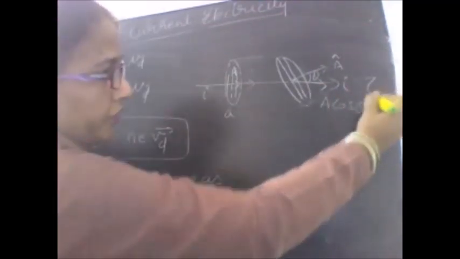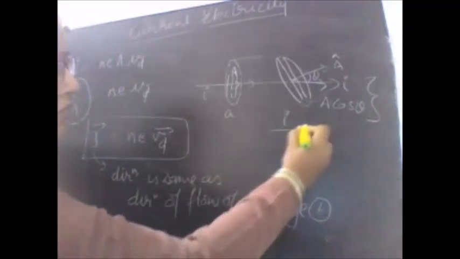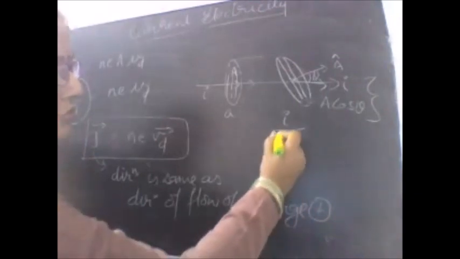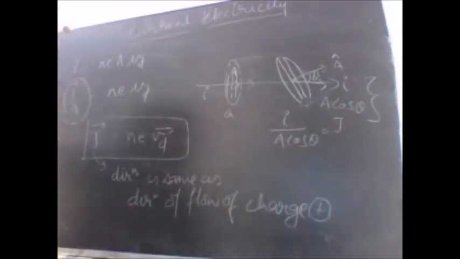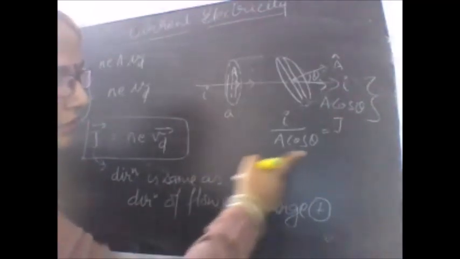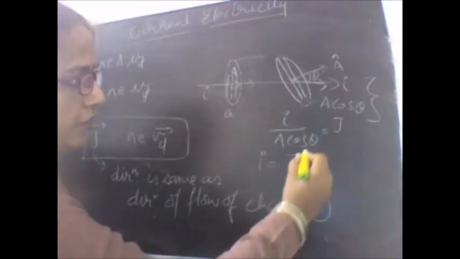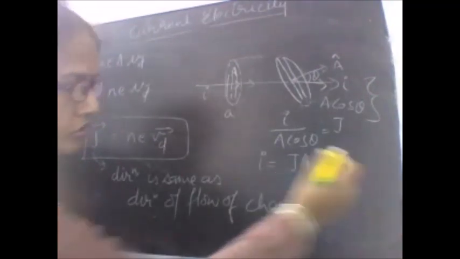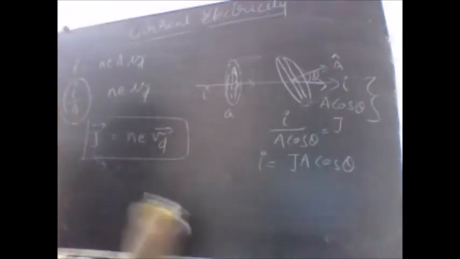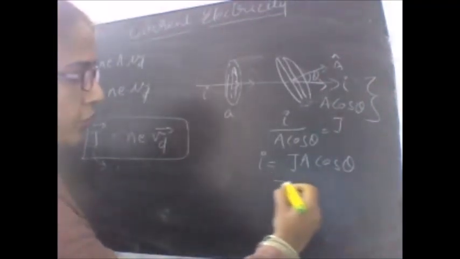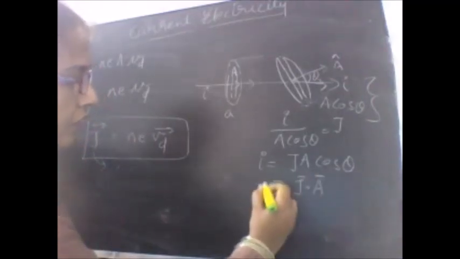And now if I just resolve the issue further, what will I get? That okay, current divided by area. Which area? A cos theta should be equal to the current density. Let us take the denominator, that side, rearrange the term, so it will be J A cos theta. So what it comes out to be? Isn't it the dot product? So it can be written as J dot A, which is I.